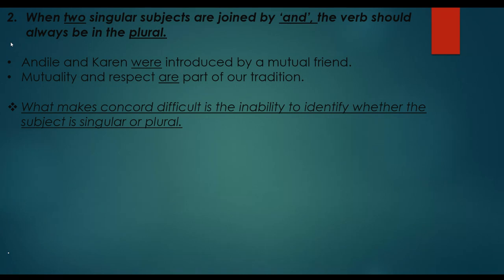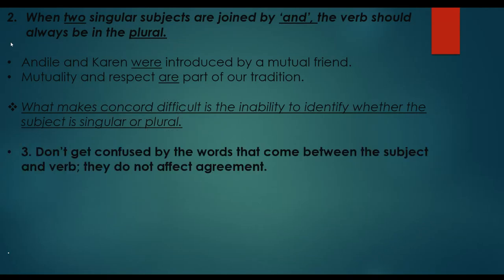Again, what makes Concord difficult is the inability to identify whether the subject is singular or plural. Don't get confused by words that come between the subject and the verb. They do not affect agreement. The example would be, the dog who is chewing on my jeans is usually very good. If we eliminate who is chewing on my jeans and just read the sentence as the dog is usually very good, it makes the sentence easier, and we can see that the subject, the dog, is singular, and then we use the verb is because that needs to be singular as well.